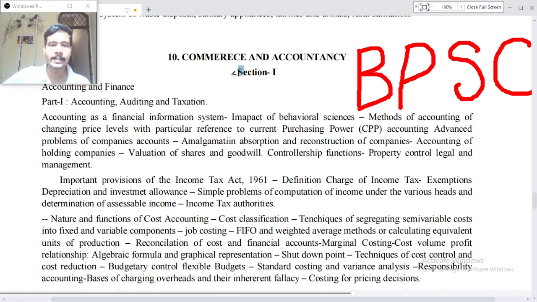Commerce and Accountancy, Section 1. Accounting and Finance. Accounting, auditing and taxation. Accounting as a financial information system. Impact of behavioral science. Methods of accounting for changing price levels with particular reference to current purchasing power. Accounting advanced problems of companies' accounts. Amalgamations, absorptions and reconstructions of companies. Accounting of holding companies. Valuation of shares and goodwill. Controllership, functions, property control, legal and management.